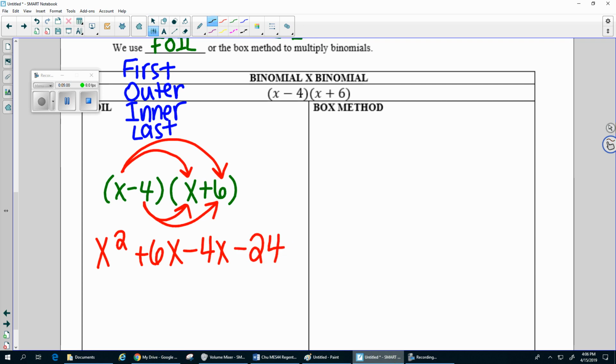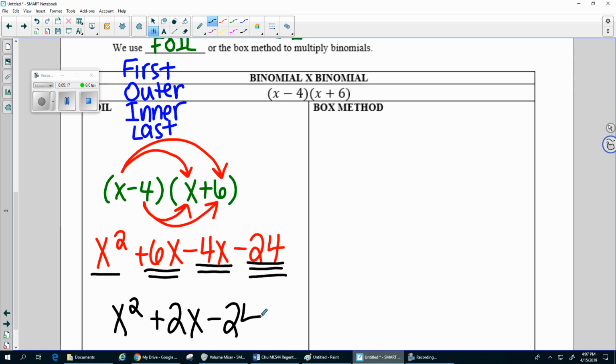After we multiply, after we distribute, we always have to combine like terms. There's nothing for me to combine x squared with, so let's bring that down. 6x can combine with negative 4x, you'll get a positive 2x. And then negative 24, there's nothing to combine with, so we bring it down. Let's practice this doing the box method and see if we get the same answer.